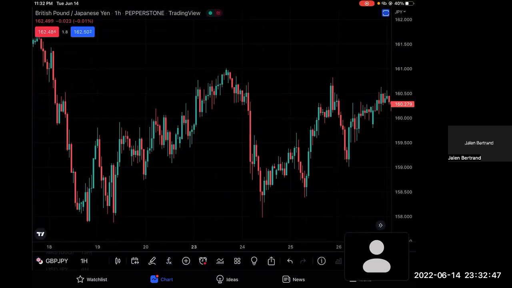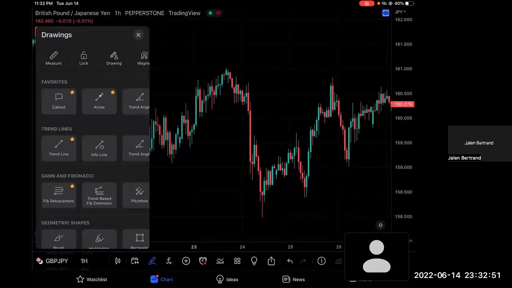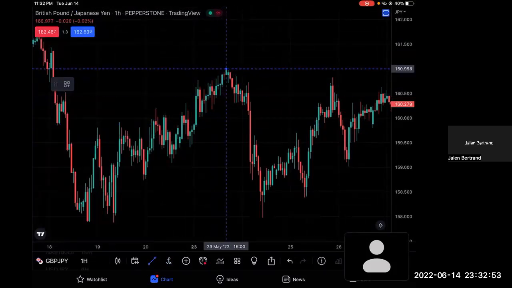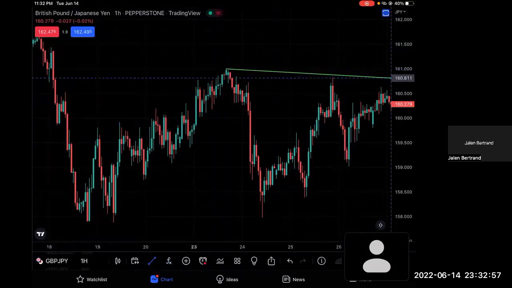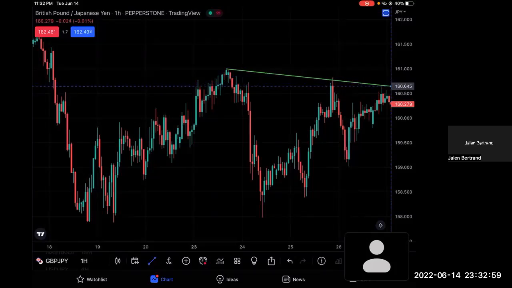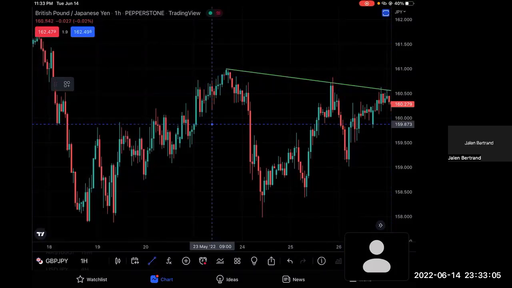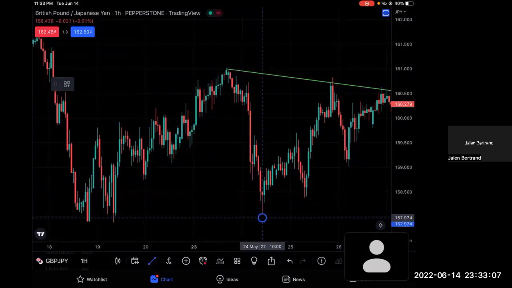Now, if I'm looking at it right here, what I like to do is draw trend lines on the top and the bottom. Sometimes I'll draw a trend line on the top and the bottom because I like to see what thoughts are going through everybody's mind, and then I'll draw one at the bottom.